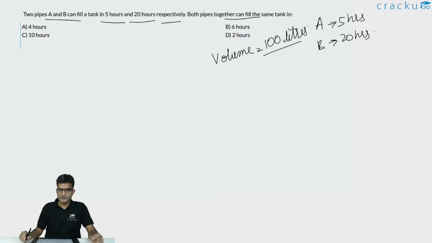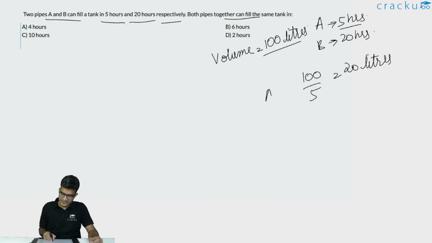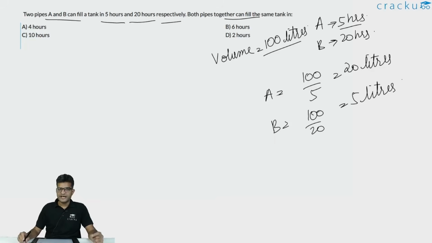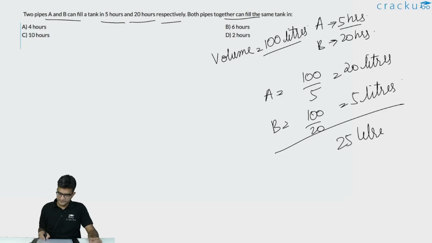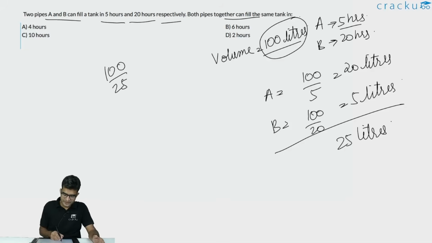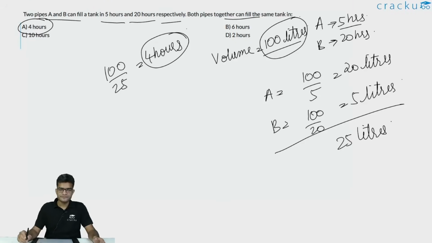So the amount of water that is filled in 1 hour will be 100 divided by 5, which is equal to 20 liters. This is the amount of water that is filled by A in 1 hour. And the amount of water that is filled by B in 1 hour will be 100 divided by 20, which is equal to 5 liters. Therefore, when A and B together are working, the amount of water that they fill in 1 hour will be 25 liters. The total volume of the tank is 100 liters. So the amount of time it takes for them to fill the entire tank will be 100 divided by 25, which is equal to 4 hours. So the correct answer is option A.